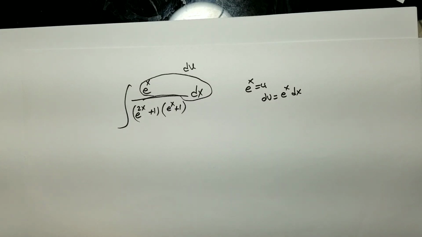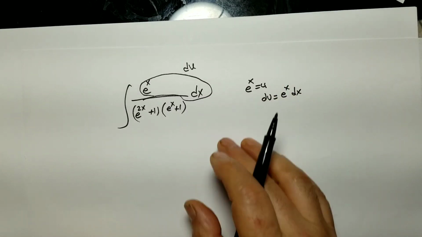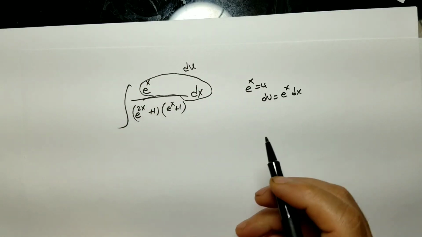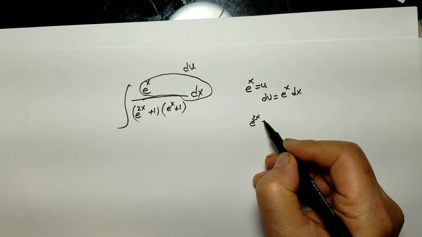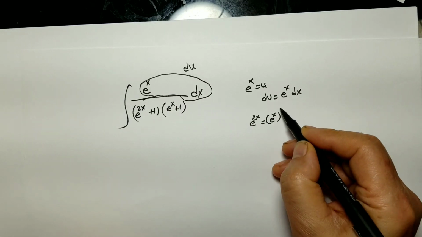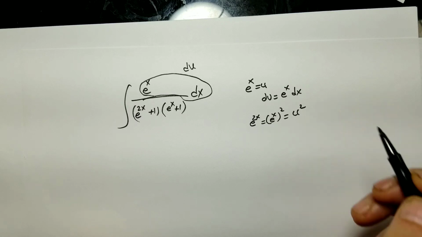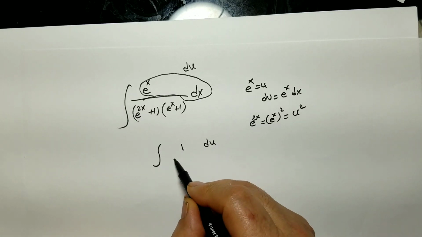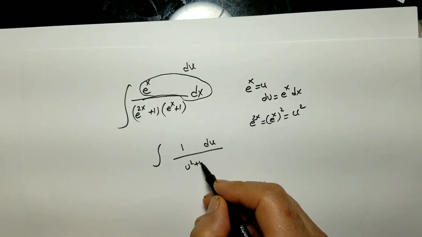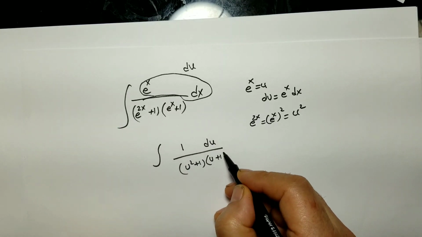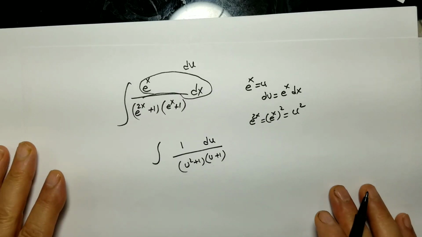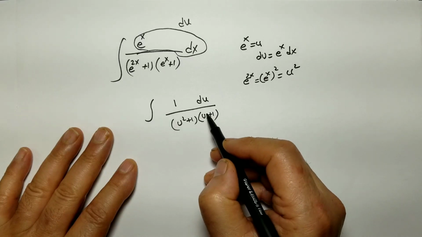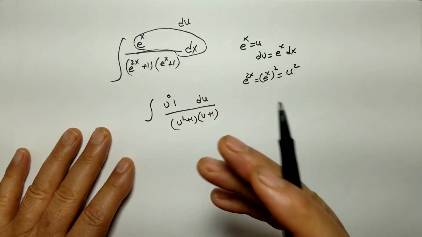Therefore, when I transform it to a u, my function is going to be written in a different format. e to the power of 2x is the same as e to the power of x squared, and this is nothing except u squared. Therefore, in here, that becomes 1 du over u squared plus 1 times u plus 1. That's very easy. And I hope you know the power of the bottom is 3. The power of the top is 0. That's proper.